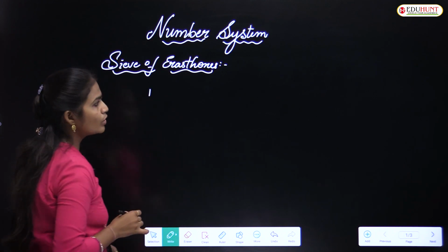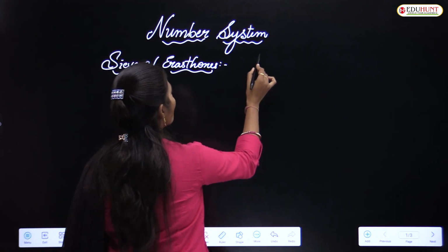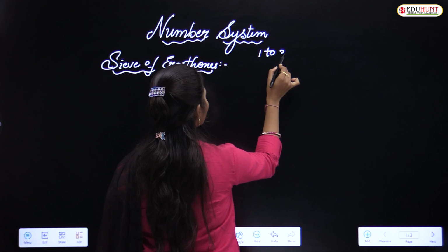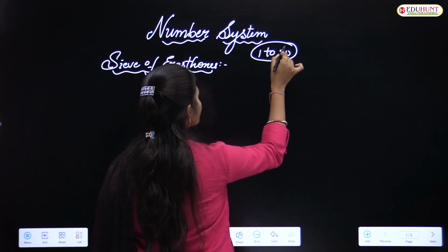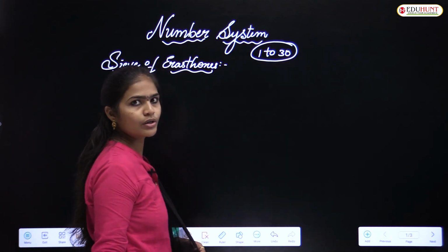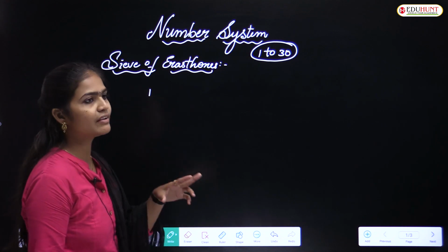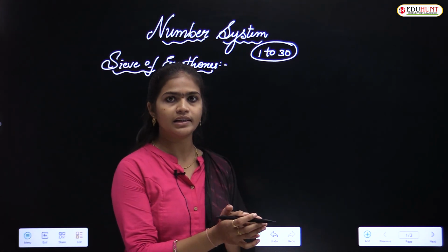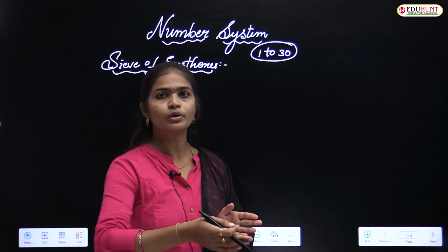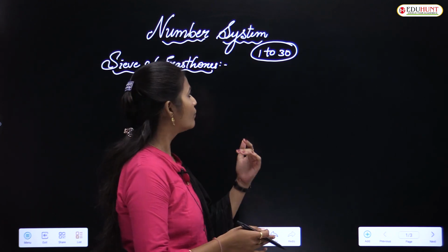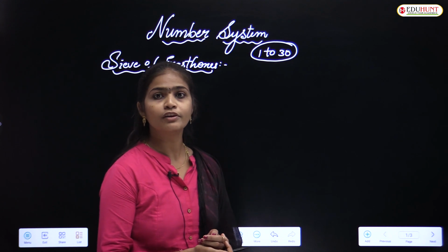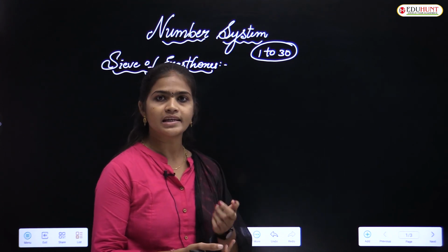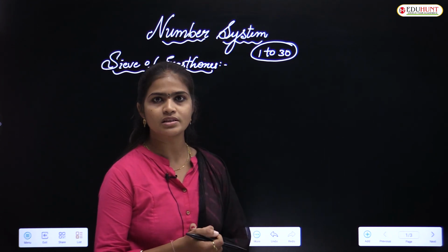Here I am going to take the numbers from 1 to 30. When you observe the 6th class state textbook, they have given 1 to 100. So I will do 1 to 30, and the leftover 31 to 100 you check yourself, once you try that. Okay, if you didn't understand this, comment, and again I will teach you this.